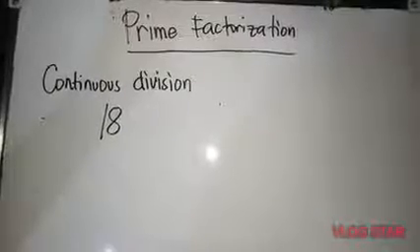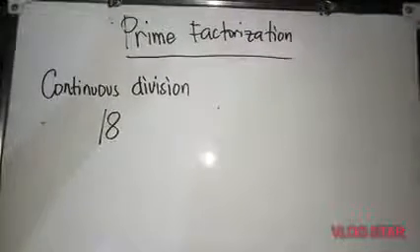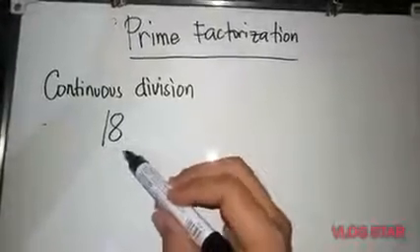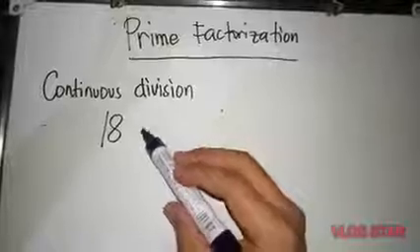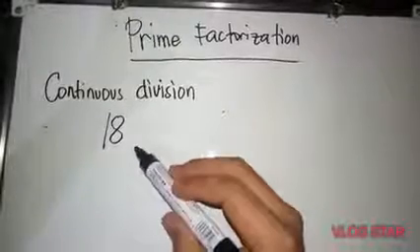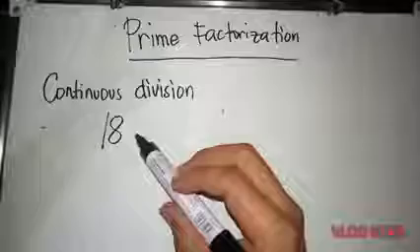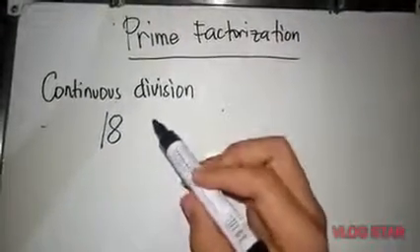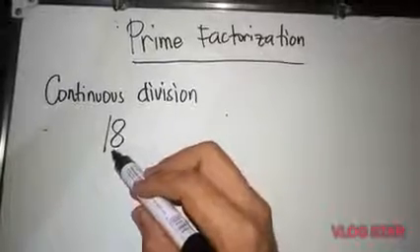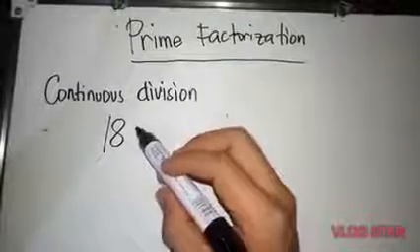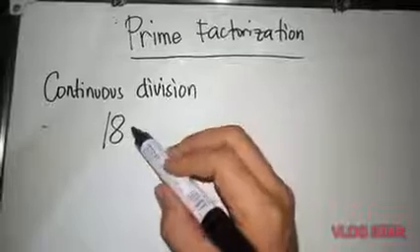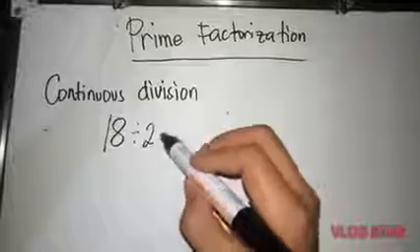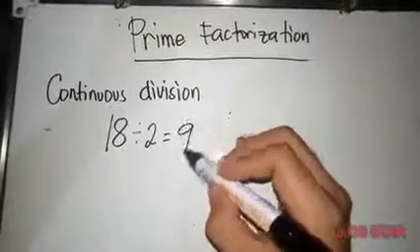Another way of getting the prime factorization of a number is using continuous division. Our first example is 18. Think of a prime divisor of 18, a number that you can use in dividing 18. It must be a prime number. Since it ends with 8, it is divisible by 2, and 2 is a prime number. So we can start by dividing by 2. 18 divided by 2 is 9.